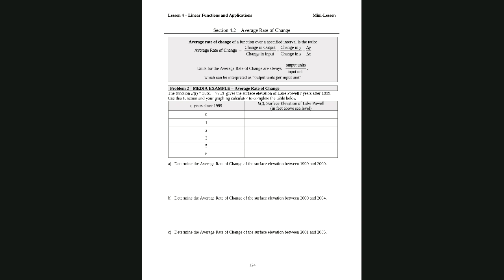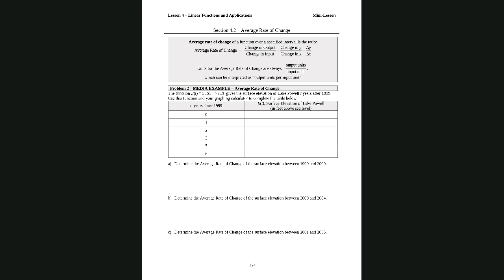Units for average rate of change are always output units divided by input units. But remember, for the slope, there is no unit. That is the difference between the slope and the average rate of change. The slope has no unit. The average rate of change has units. But with the value, it is the same thing. No difference. So it is something we should bear in mind.